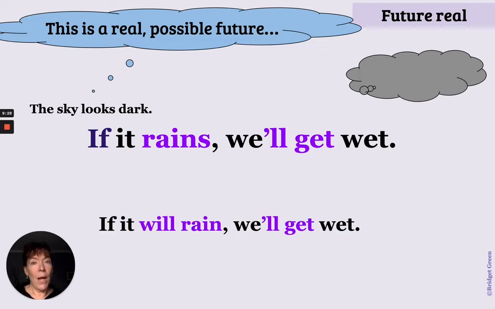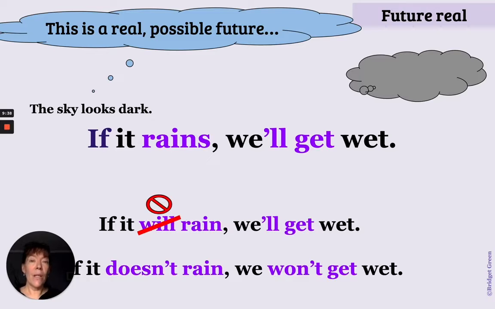If it will rain, we'll get wet. That is wrong. We never have will in the if clause. If it doesn't rain, we won't get wet. There's the negative. And it's good.